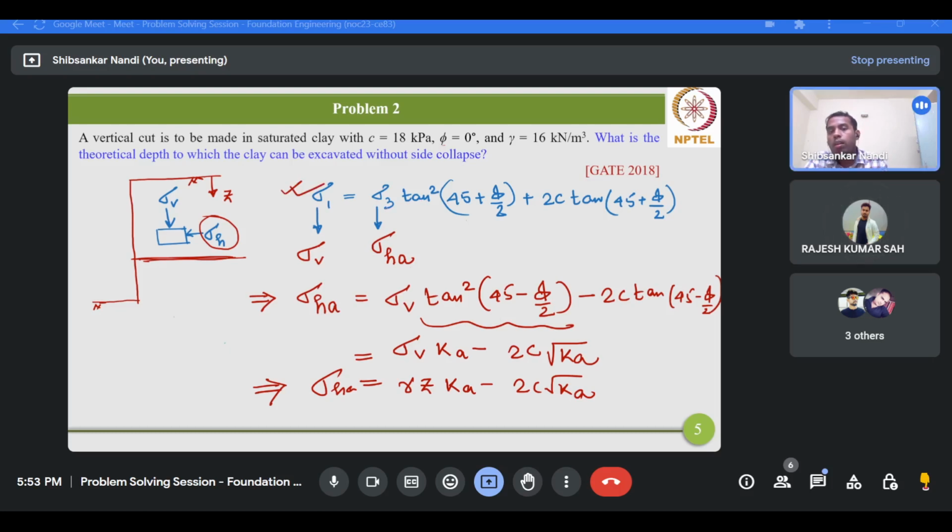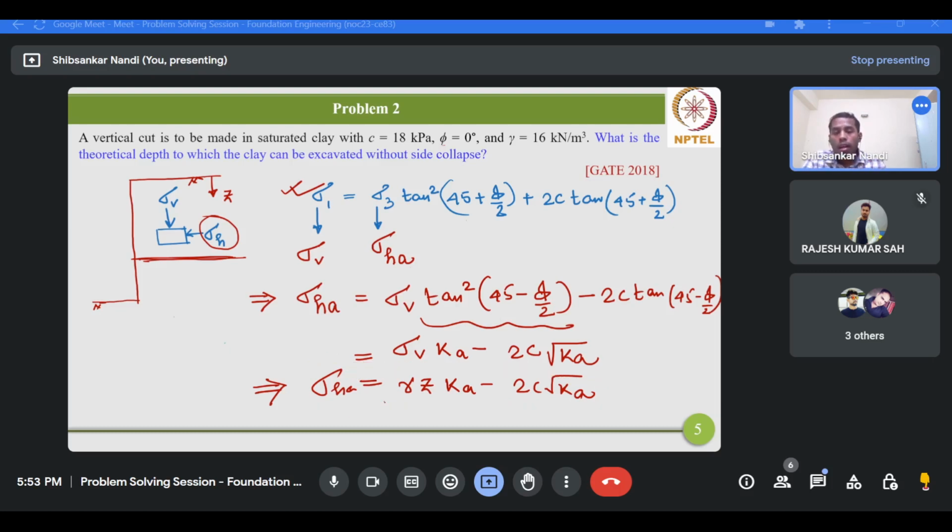Now concerning the active or passive condition, you have to appropriately substitute the values of sigma 1 and sigma 3. Then only you can get the distribution of sigma HA. Otherwise, you have to memorize this equation. This equation you have to memorize.